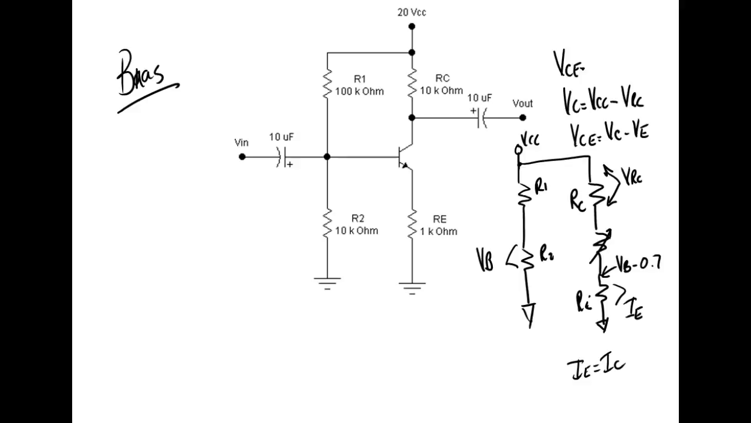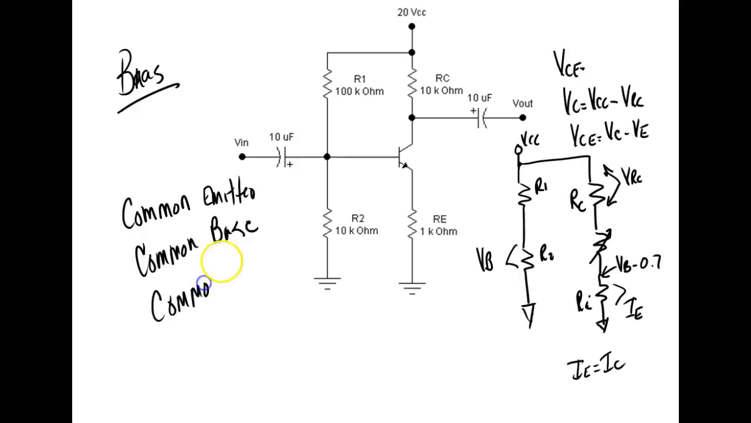Now this guy right here, this is called common emitter. Now we have three ways we can hook up an amplifier. We can hook it up common emitter. What would be the other two ways? We got three leads. So common emitter, common base, and common collector. And right now we're looking at the common emitter.